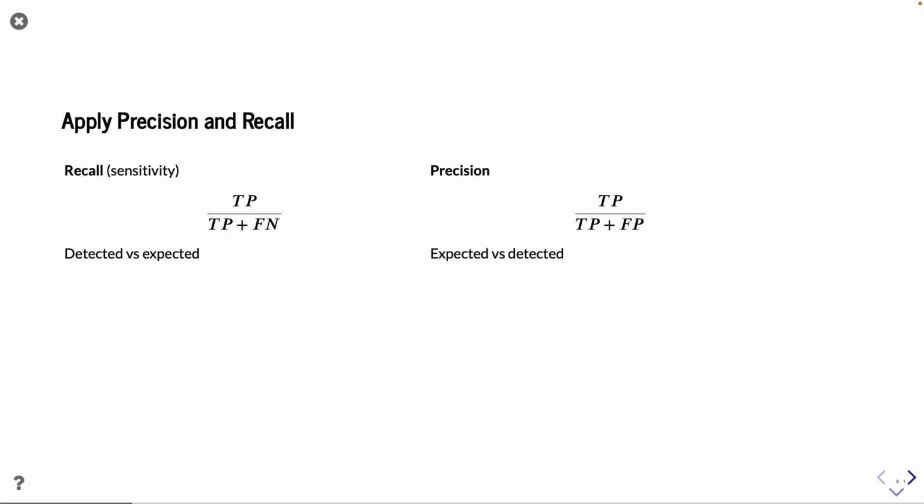Some metrics that we can use to quantify this are recall and precision. In principle, recall tells us how many we detected versus how many we expected. So that is the true positives over the true positives plus the false negatives. So that is what we expected to have. Precision is a bit different, it is expected versus detected. And then we have, again, the true positives, but this time we have true positives plus false positives. And that gives us the other side of the story.